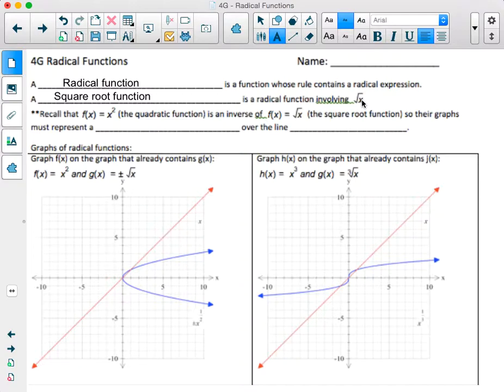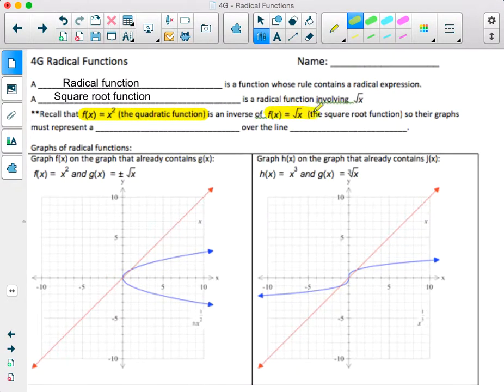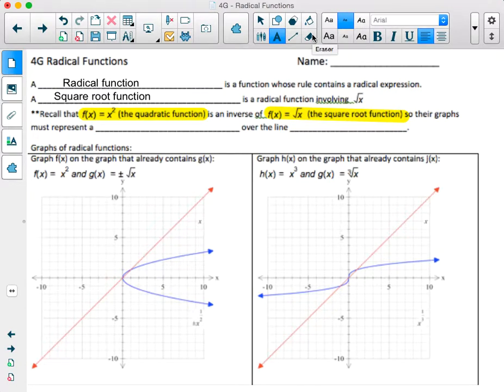And we've learned about these types of functions before, but mostly in the context of the fact that x squared, the quadratic function, and the square root of x, the square root function, must be inverses. And a long time ago, in the beginning of the year, when we talked about inverses, we said that inverse functions represent a reflection over the line y equals x, right?